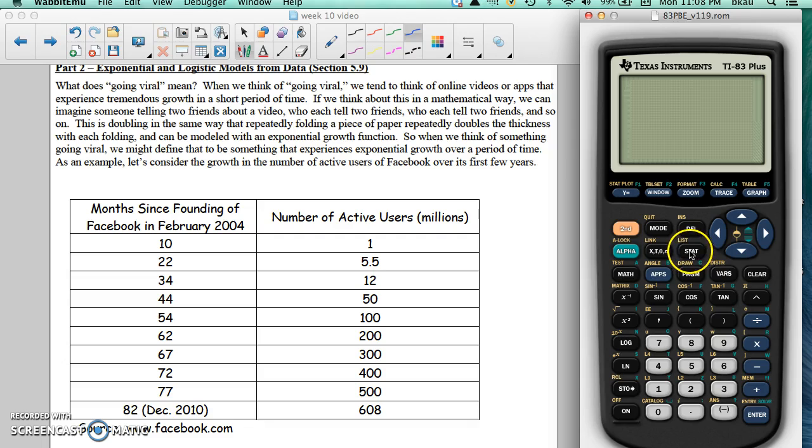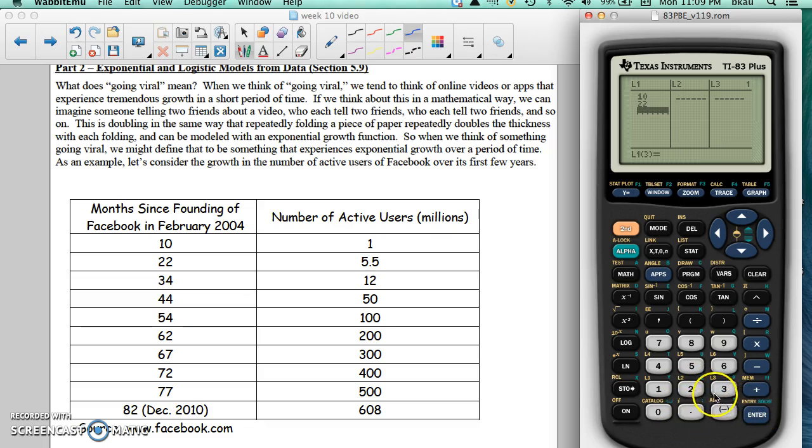So here again we're going to start with stat, and then edit. Actually, the last one's still in there, so let's practice clearing it out. We go up to L1, push clear, and enter. That clears out all the data in L1. It's not deleting it. We're using clear and enter so that we don't have to push delete on every single data point.